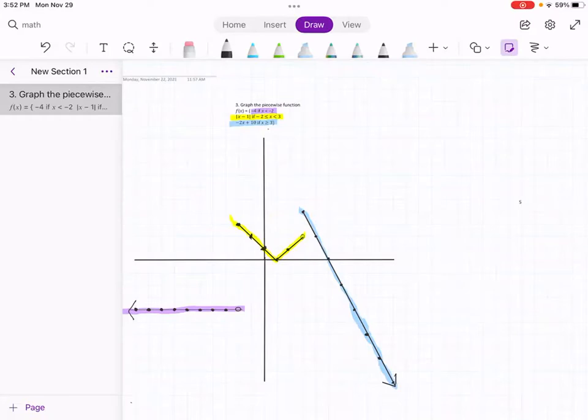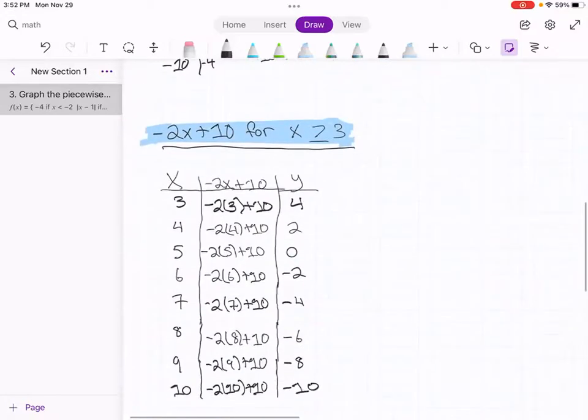-2x plus 10 if x is greater than or equal to 3. So what that tells us is anything greater than or equal to 3 we can use. So 4, 5, 6, 7, and so on. And here is the table. So I went from 3 to 10.